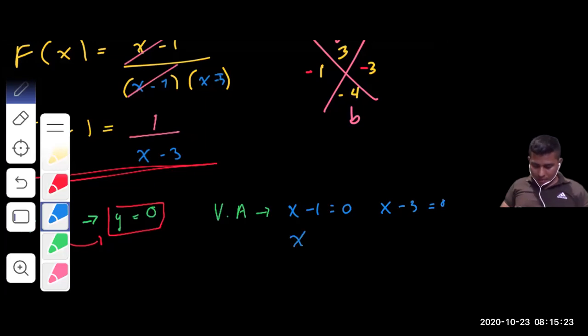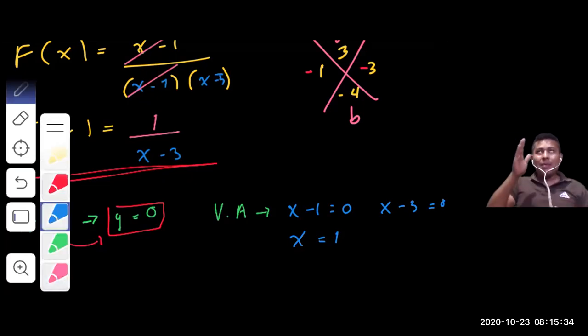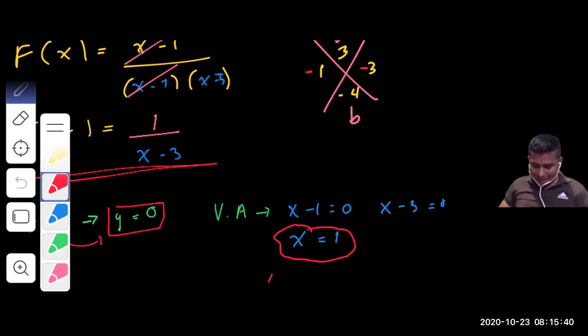Let's solve it. x equals positive 1, right? But take a look at that. At the end, this x minus 1 disappears because we canceled it. This, guys, is not going to be a vertical asymptote. It's going to be a hole. Mister, what is that? I'm going to explain it when I graph it.